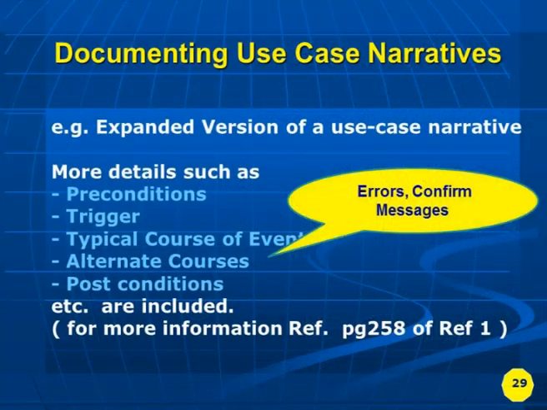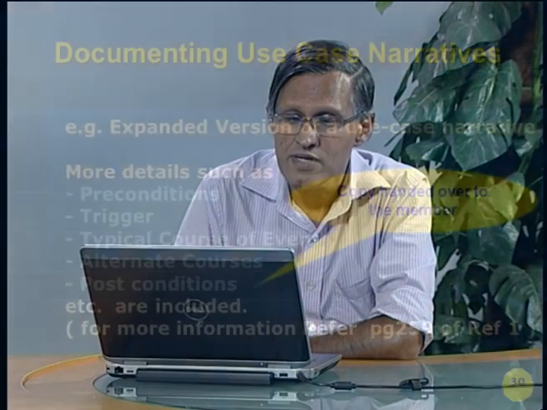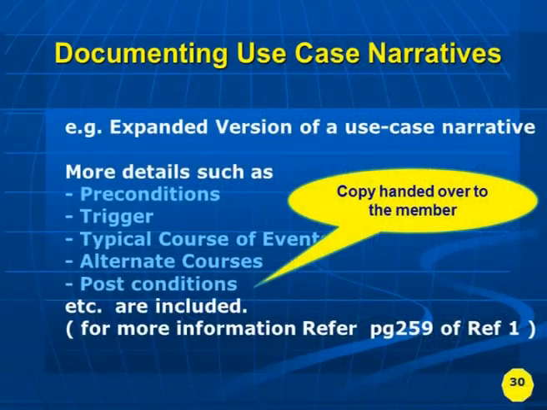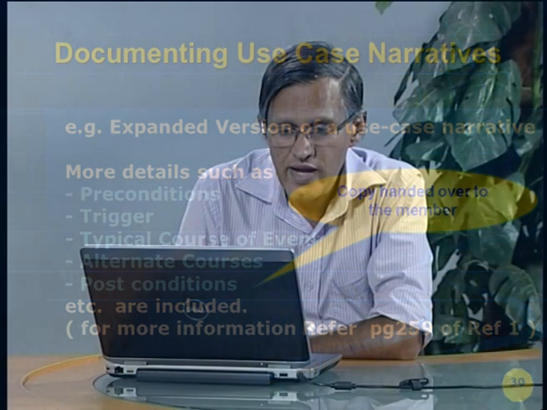Then you can also have the error messages, confirm messages under alternative courses, and then the post conditions. It can be a copy handed over to the member, which will be a post condition after performing this use case. So you can find out more details about this use case narrative if you look at the recommended text given for your systems analysis and design.